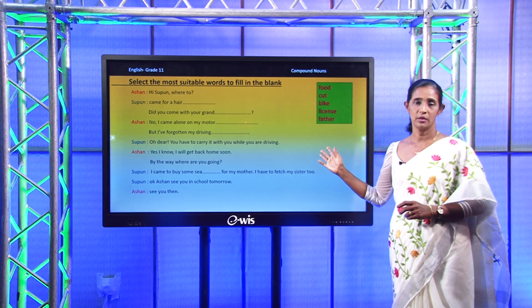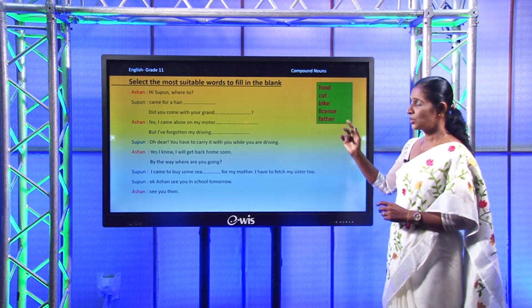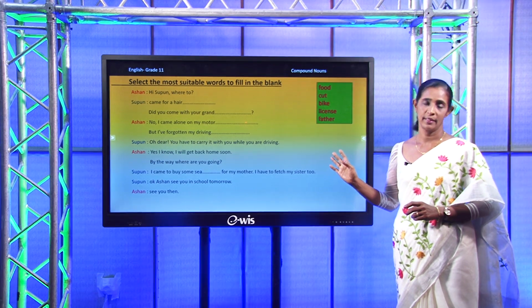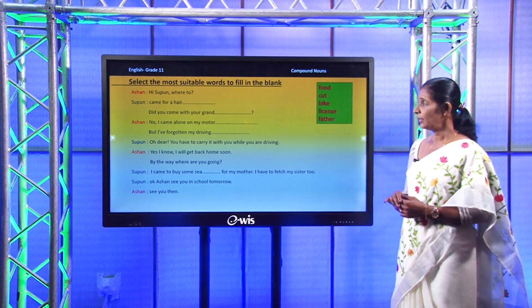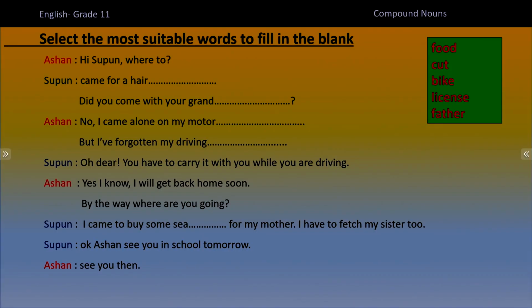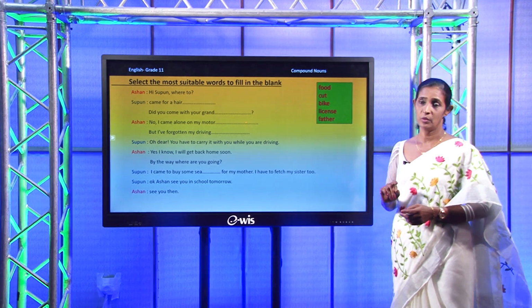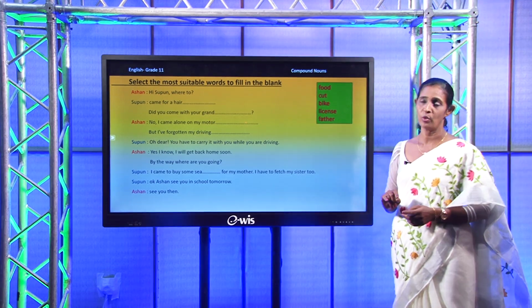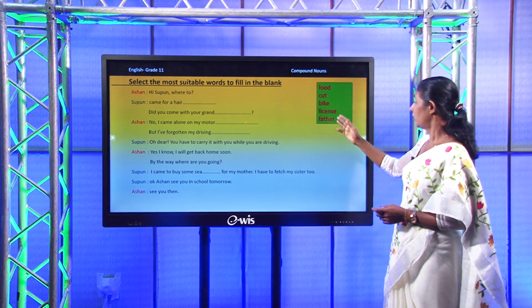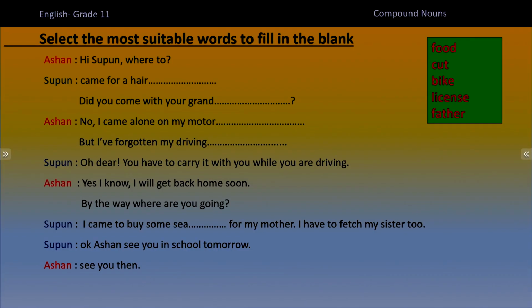This is a dialogue. So, Ashen and Supun, they met at the marketplace and they had a small discussion. Let's see. So, here you got some words in the box and then you got some blanks in the dialogue. Let's try the first one. Hi Supun, where to? Came for a hair blank. So look at these words. Can we say hair food or hair bike? What's the word that's matching there? What's the compound noun? Came for a haircut. So the first blank will be haircut.